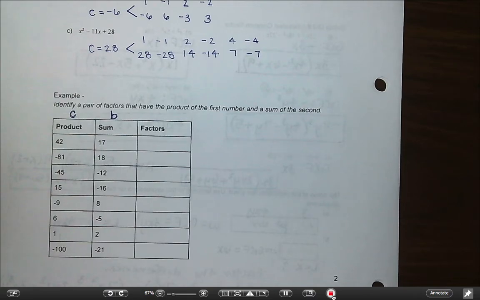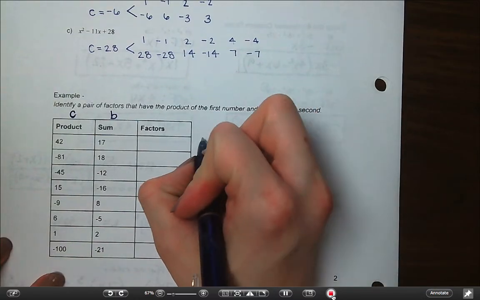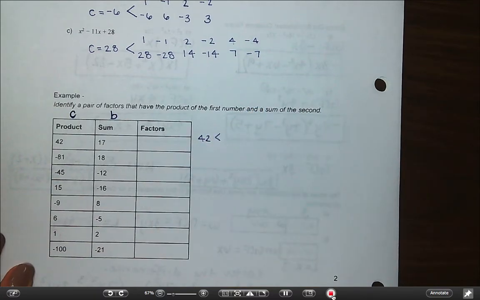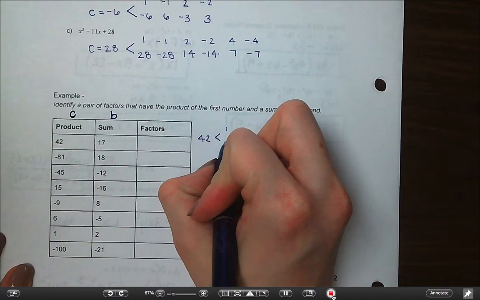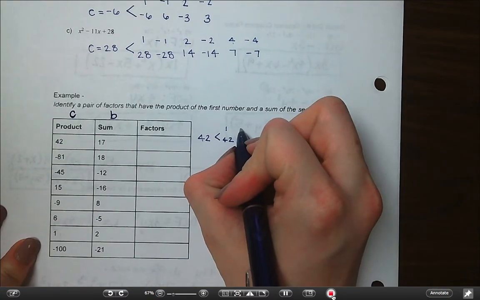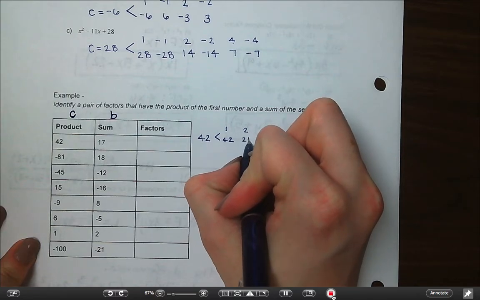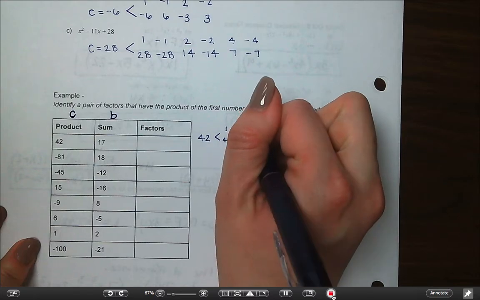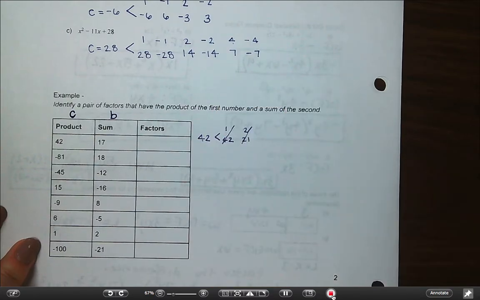All right, so our first one, we're looking for the numbers that multiply to be 42 and add to be 17. So if you need to write it out, so we have 42. Our numbers that multiply, well, we have 1 and 42. That doesn't work. And we don't need to look at our negatives here because we're adding to be a positive 17. So let's see here, 2 and 21. Well, 2 plus 21 is 23, so that doesn't work. So I'm just going to put a line through it. Same thing with that first one.